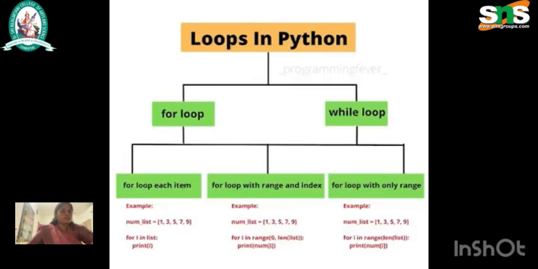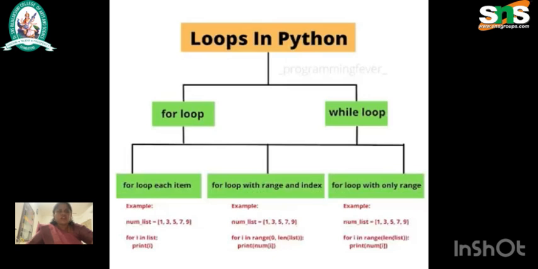Where is it used? If you want to print in a pattern format, for example the first row contains 1, the second row contains 1 2, the third row contains 1 2 3, the fourth row contains 1 2 3 4. Whenever I want to print in a pattern format, that time I am going to use the nested loop concept. Is this possible only in for loops? No, this is applicable to all the looping concepts available in Python programming.